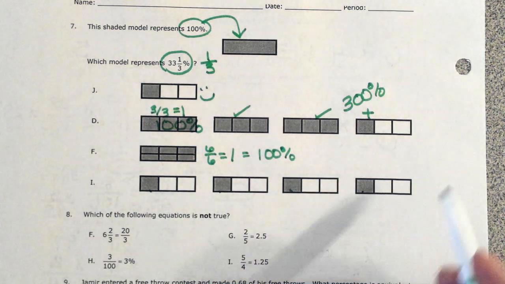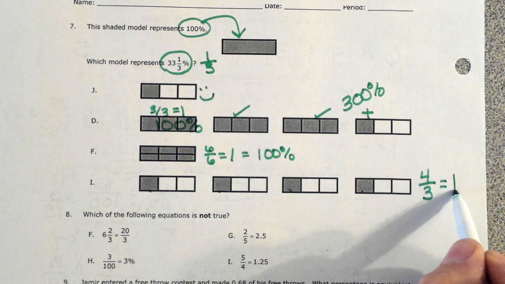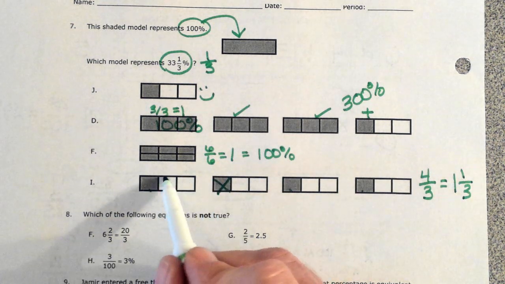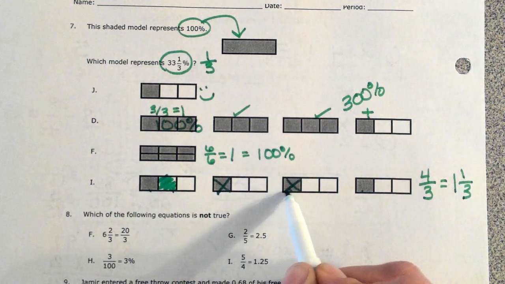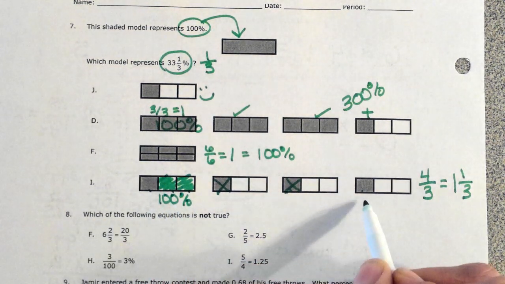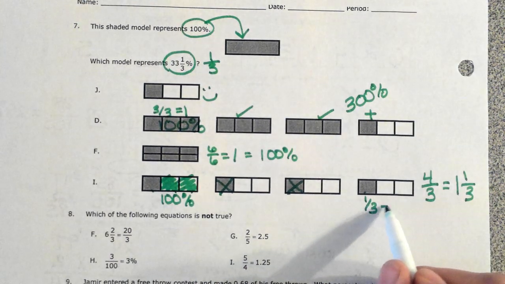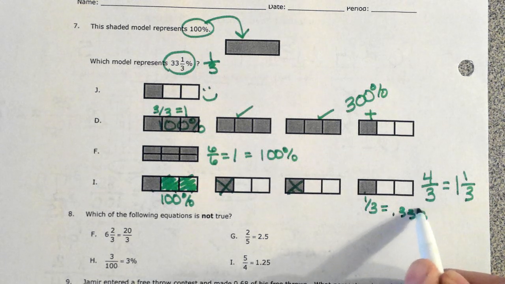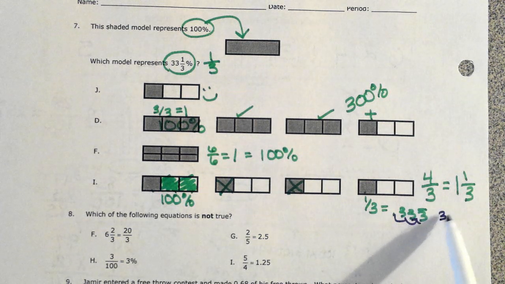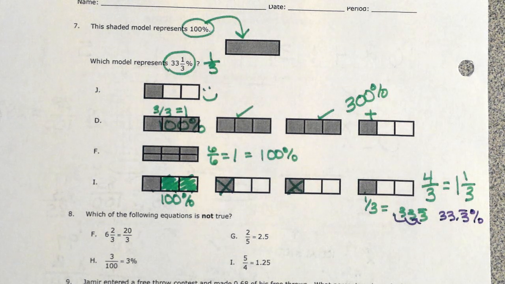And then on I, that's a third and a third and a third and a third. Basically here I have 4 thirds. That means I have 1 whole and 1/3 left over. For example, if I were to take this block and shade it in here, and then take out this block and shade it in here, this is 100%. And this is the 1/3, which is 0.333 repeating. And if you recall, 0.333 repeating, when I make it into a percent, that gives me 33.3 repeating percent.